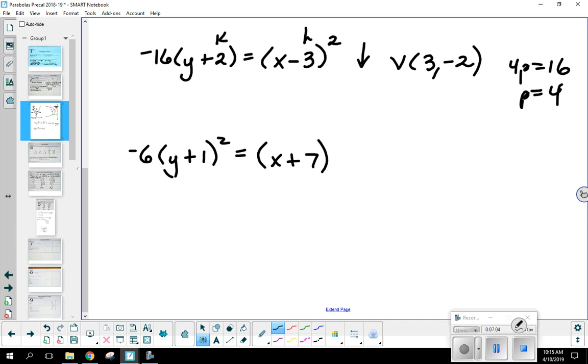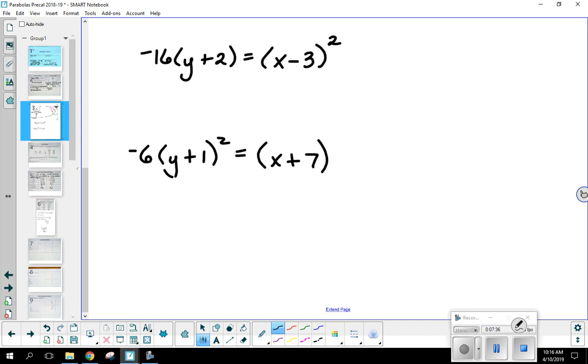Now, let's take a look at the next one. Let me erase this real quick. Negative 6 times y plus 1 squared equals x plus 7. Is it written correctly? What's wrong with this one? There you go. What's in front of the squared group? A negative 6. The only thing allowed in front of the squared term or group is going to be a positive 1. So in this case, to put it correctly, I have to divide the negative 6 over.